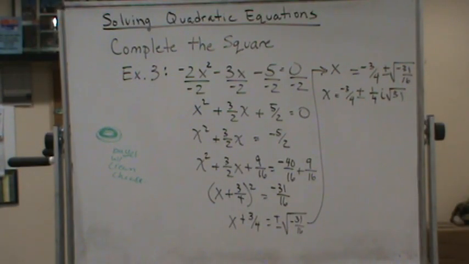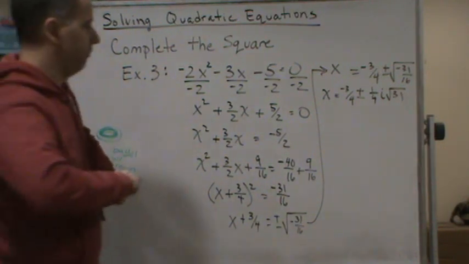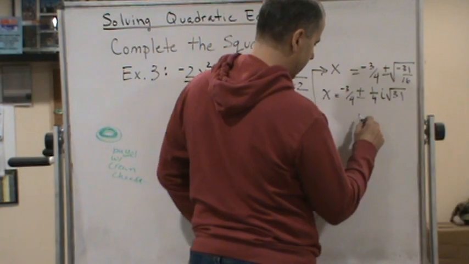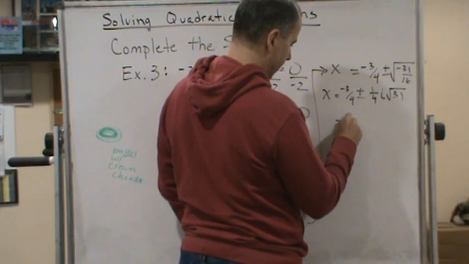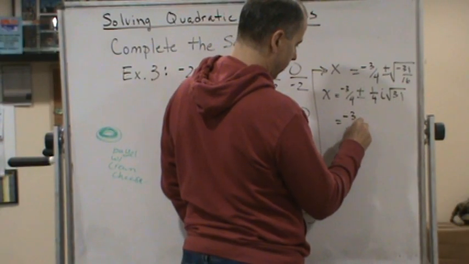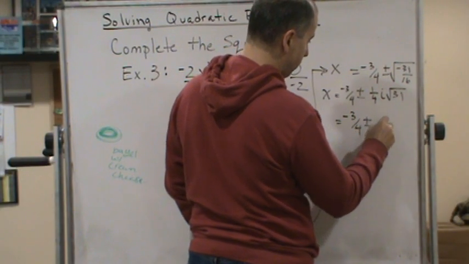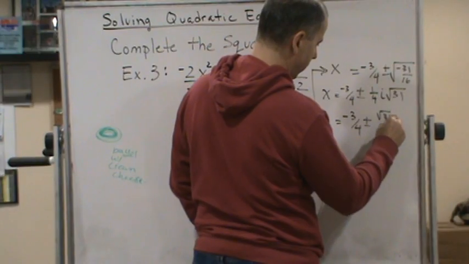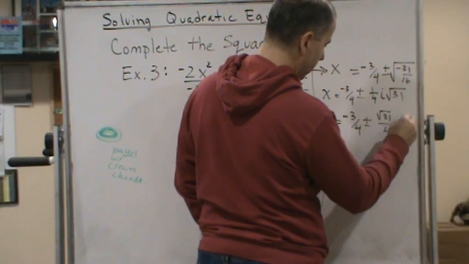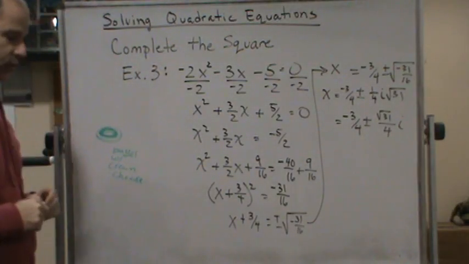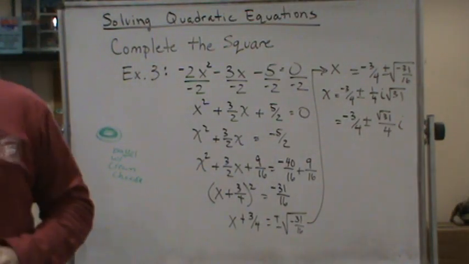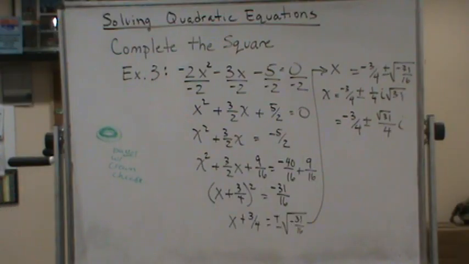Okay, and of course we can simplify this a little further by just writing this as the square root of 31 over 4. So we'll get x equals -3/4 plus or minus the square root of 31 over 4 i. And again, we have two solutions. All right, not bad. Just practice.